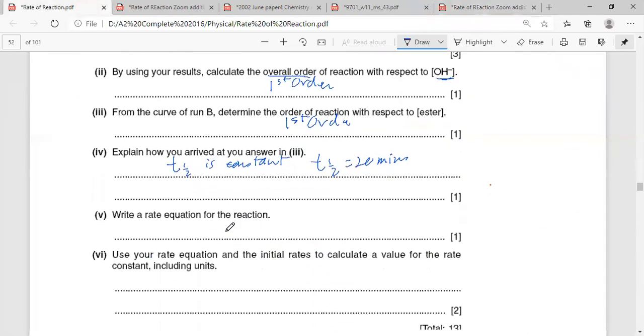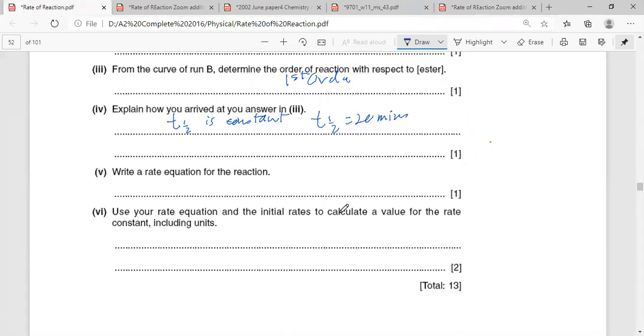Now here, after you write the rate equation. Okay, simple, isn't it? So you put rate here equals to what? Rate equals to K. Of course, here will be your ester. You don't have to put the whole formula. You put ester power 1. Better put power 1. Of course, OH minus here power 1.